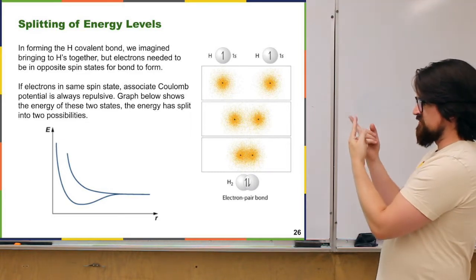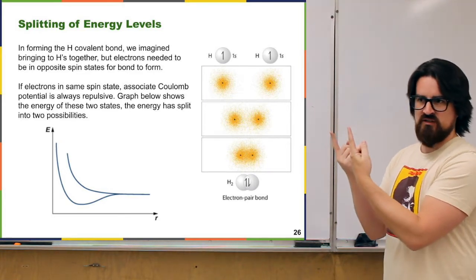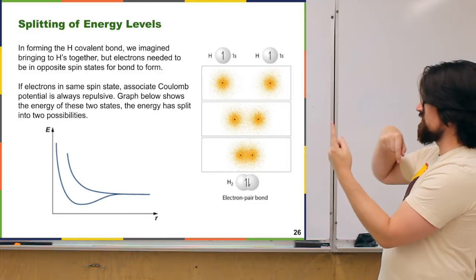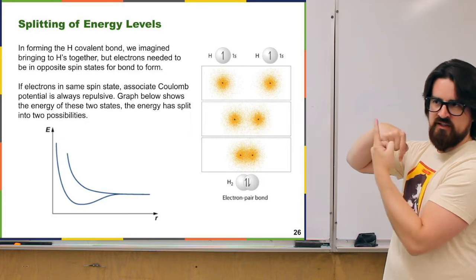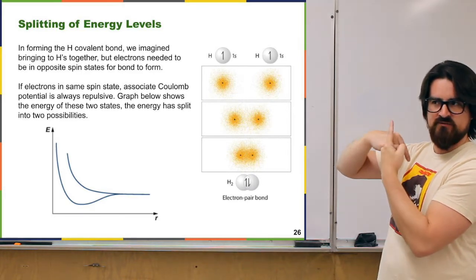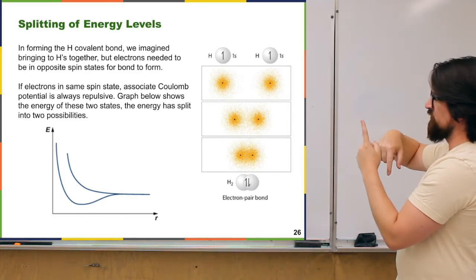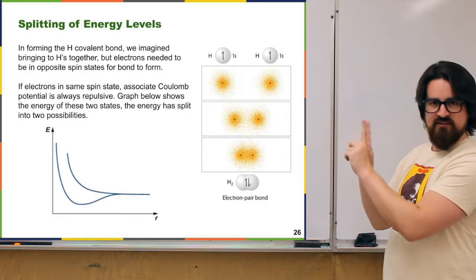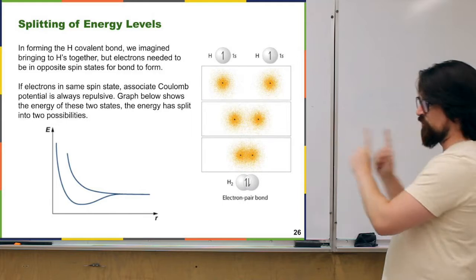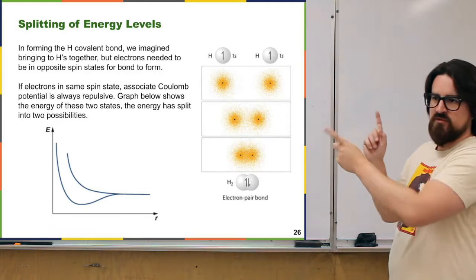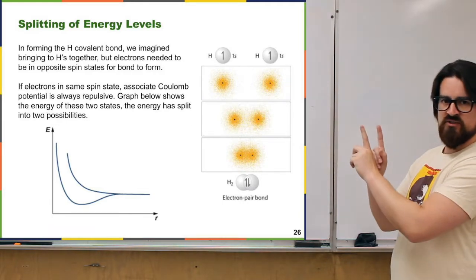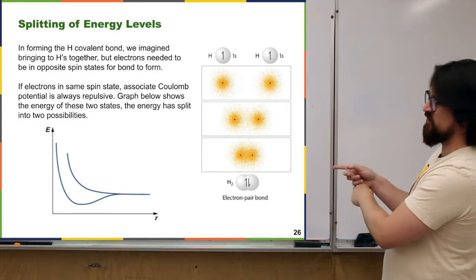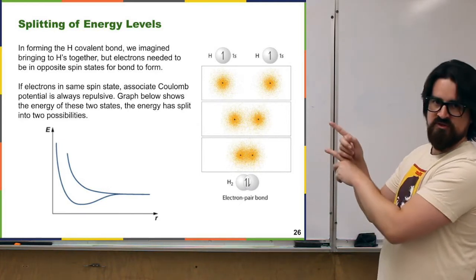I mentioned a couple of times that the electrons in each of those hydrogen atoms need to have opposite spin. One had to be spin up, one had to be spin down. That way they could overlap and occupy the same space because they still had different quantum states. However, if you try to bring them together and they didn't have different spin states, just try to force them together, you can still do that, and the potential associated with that looks like the top line in this energy diagram. It's always repulsive. Right?